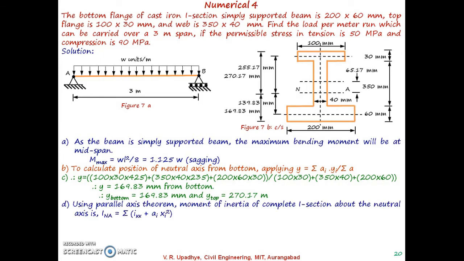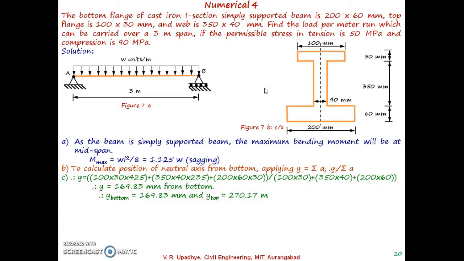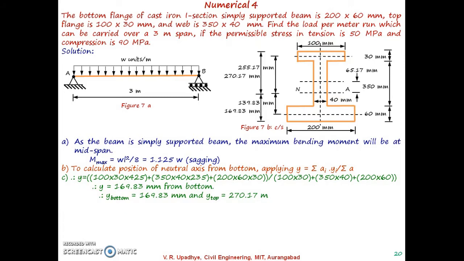So you need to use the parallel axis theorem, because for a rectangle its moment of inertia is BD cube by 12, and that BD cube by 12 is about its own centroid. And now we are interested in finding the moment of inertia about the neutral axis. So what is shown now in this diagram? In the earlier diagram this was not shown. Now in this diagram all the distances are drawn.